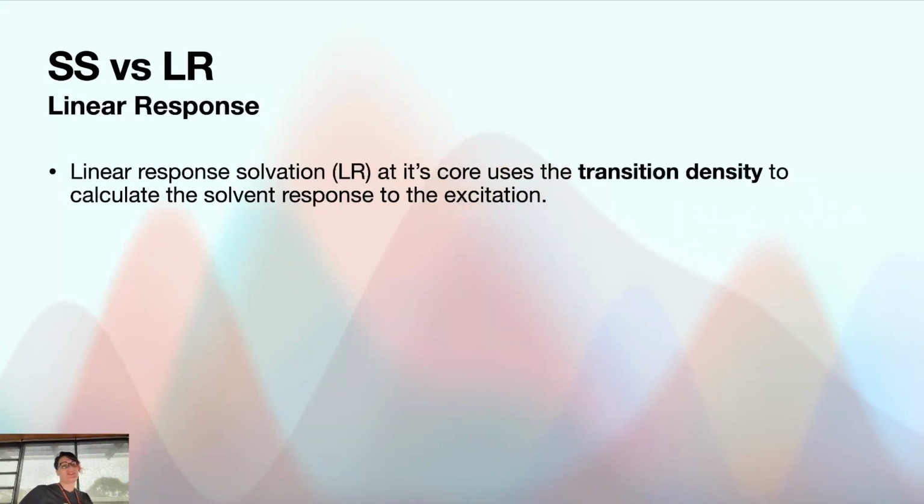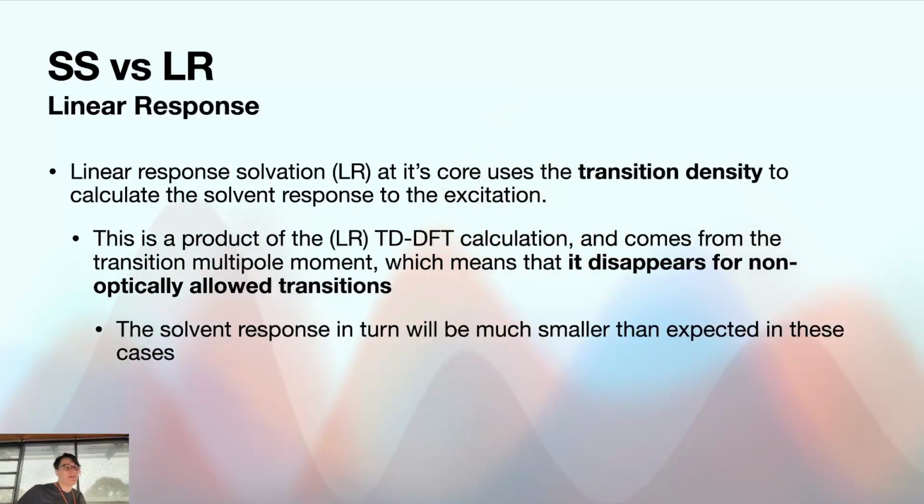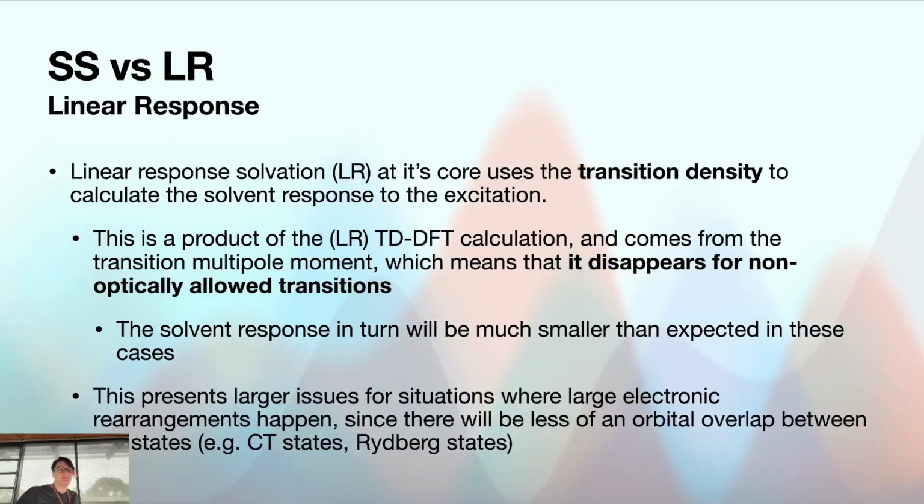So in linear response solvation, at the core it uses the transition density to calculate the solvent response to the excitation. This is a product, though, of the linear response TD-DFT calculation and comes from the transition multipole moment, which means that it disappears for non-optically allowed transitions. This is a big problem. The solvent response in turn will be much smaller than expected in these cases, which, as I'm sure we all know, optically allowed is not the definition for whether or not a transition will actually happen. So this can be problematic.